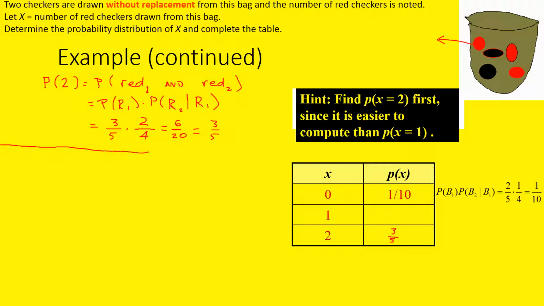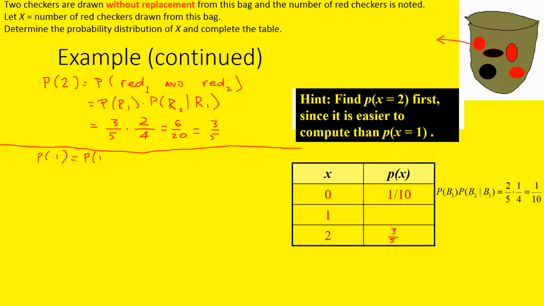Well, now probability 1 red checker. We were told that that is harder to compute. So let's see why. Probability of 1. 1 red checker in the 2 draws. Well, it's more complicated because there are 2 different ways to do it.